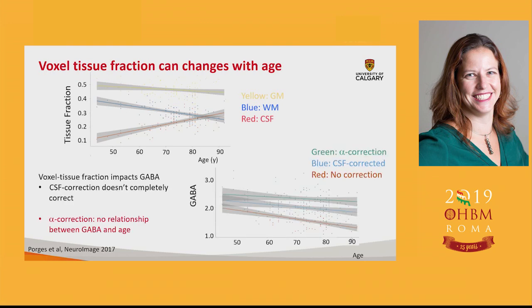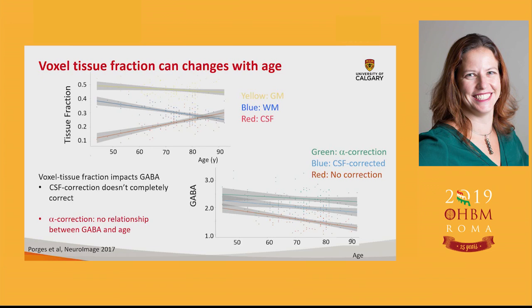I just want to take a couple minutes to show that this does actually matter. This is a study that was done by Eric Borges, in which he was looking at GABA as a function of age. And we know that atrophy happens with aging. This was a healthy population, so we actually don't have any reason to suspect that there's some sort of pathological process going on in which GABA is decreasing.